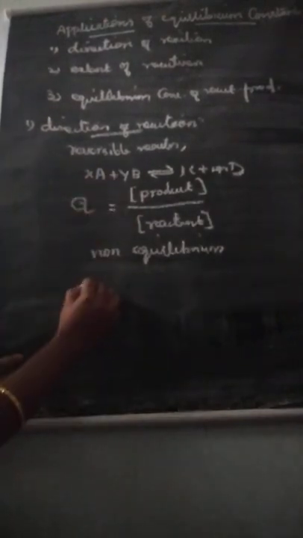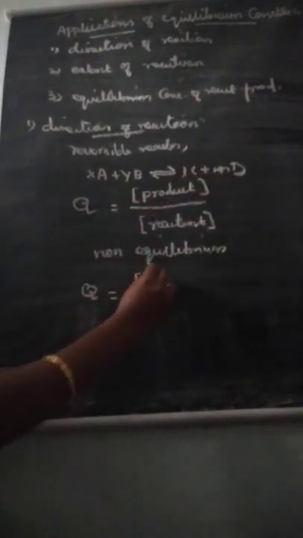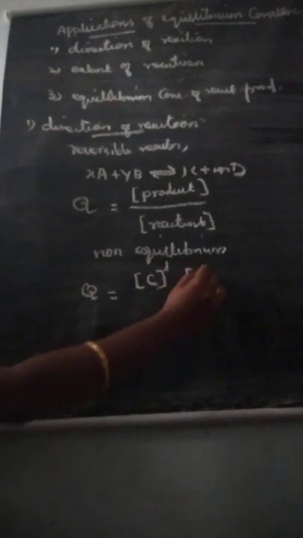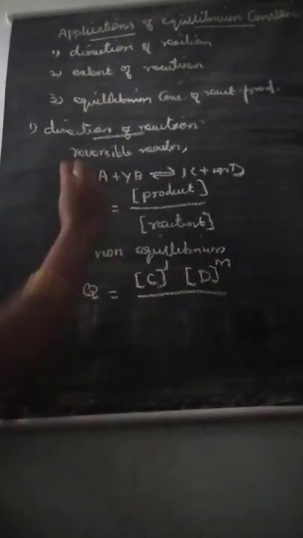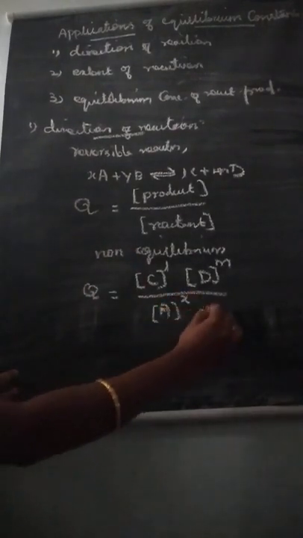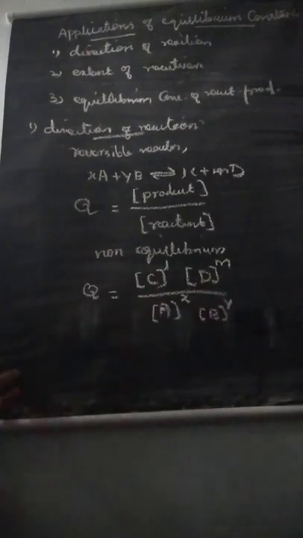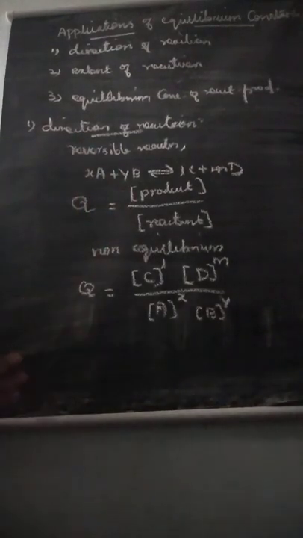Now listen, the formula: Q is equal to the active mass of products. Here the products are C and D: C to the power of stoichiometric coefficient l, into D to the power m, divided by the reactants, active mass of A to the power x into active mass of B to the power y.